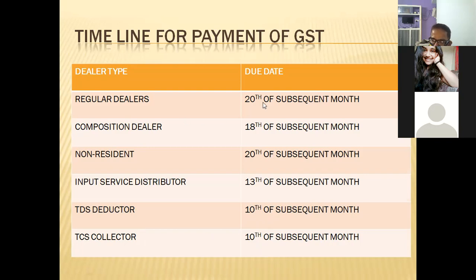For regular dealers, the due date is 20th June. For composition, it is 18th June. For non-resident, it is 20th June. For input service distributor, it is 13th June. For TDS deductor, it is 10th June. For TCS collector, it is 10th June. So this is the timeline for payment of GST tax for all the different types of dealers.